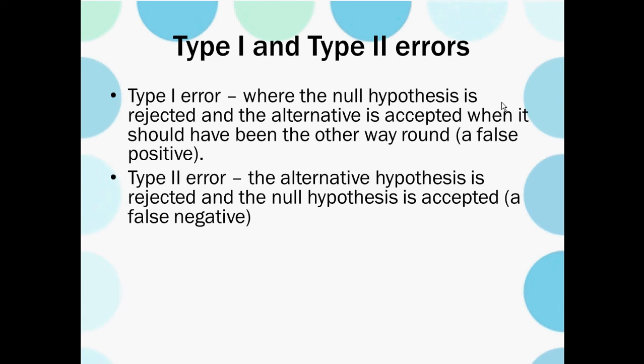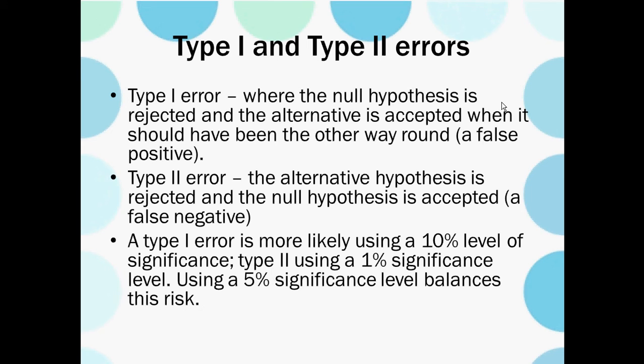A type 2 error is where your alternative is the opposite, basically. The alternative hypothesis is rejected and the null accepted. That's called a false negative. And a type 1 error is more likely if you have a higher level of significance, because you're more likely to accept your alternative if you're saying it can be within 10%.